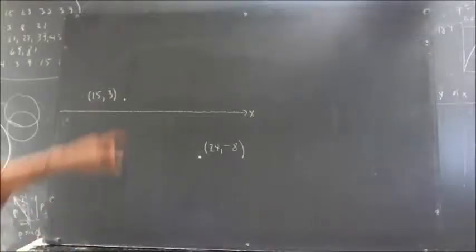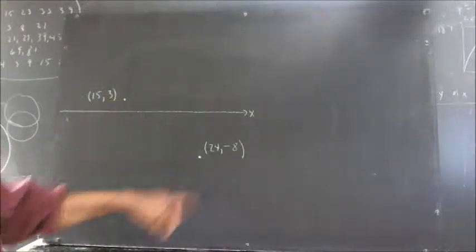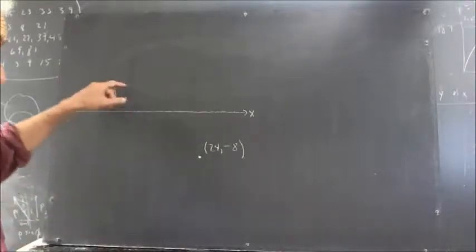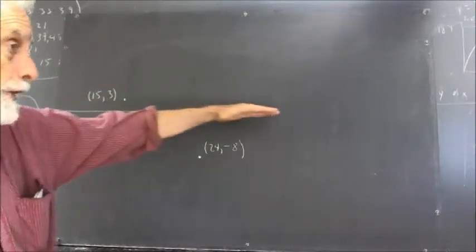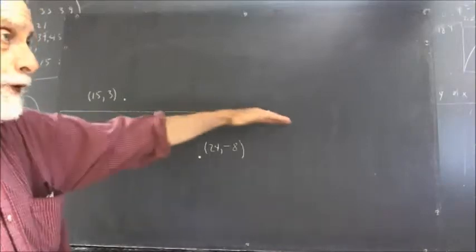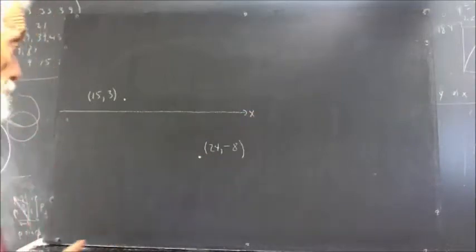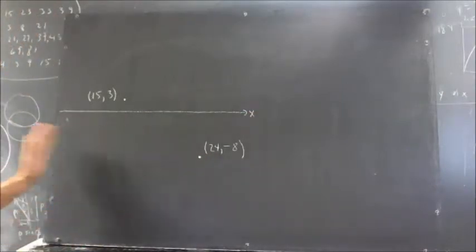We have the points (15, 3) and (24, -8). The x-axis is between 3 and -8, somewhat closer to 3, so I've sketched what might be a picture of the x-axis here, and mostly I've just sketched this for reference. The y-axis doesn't even appear on this board.